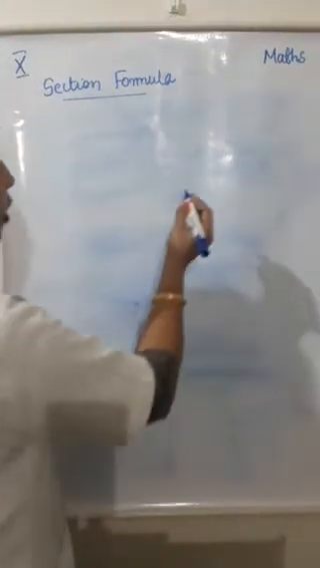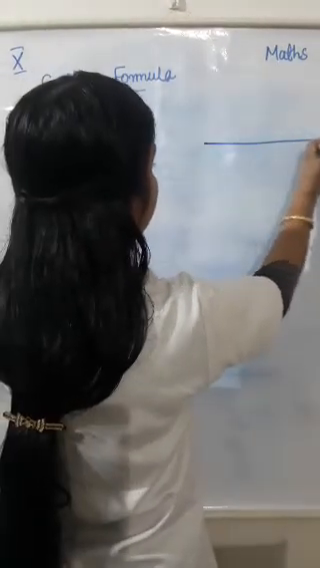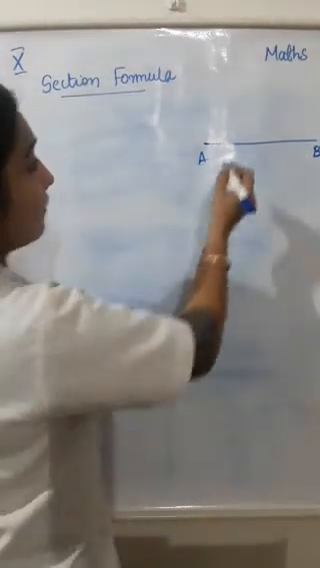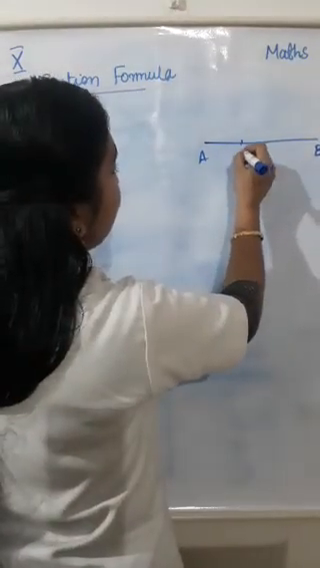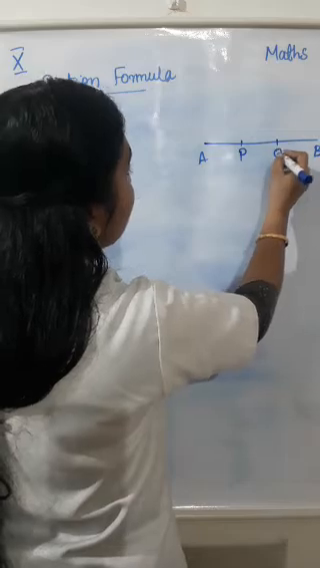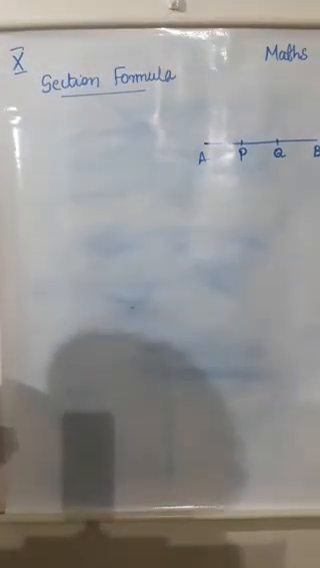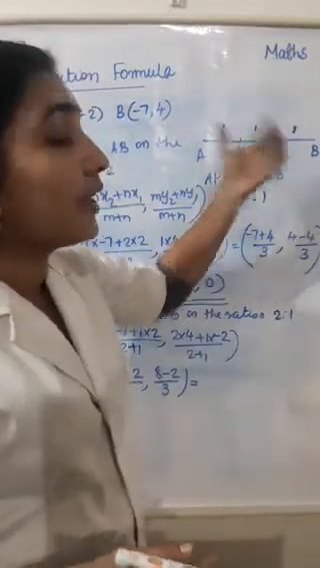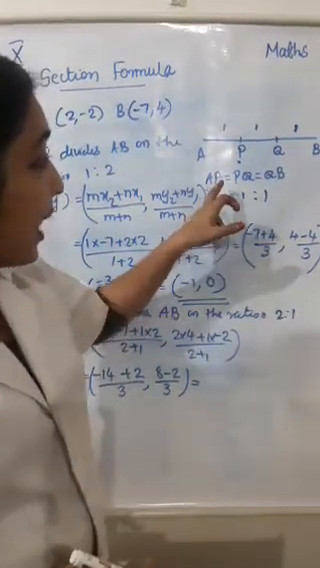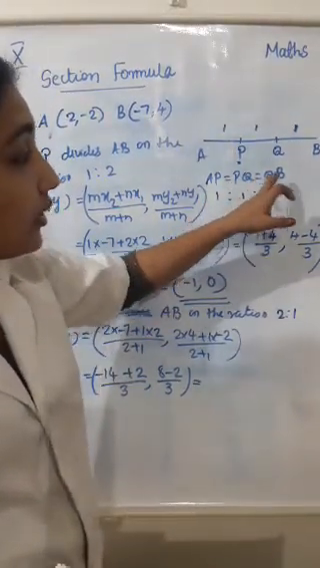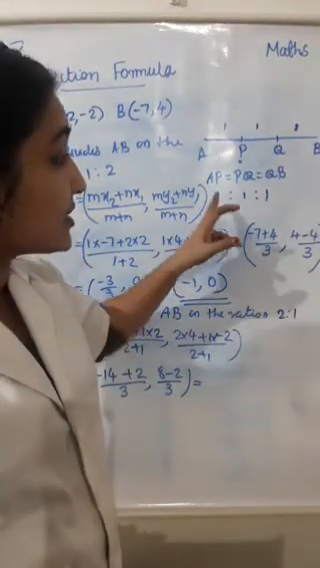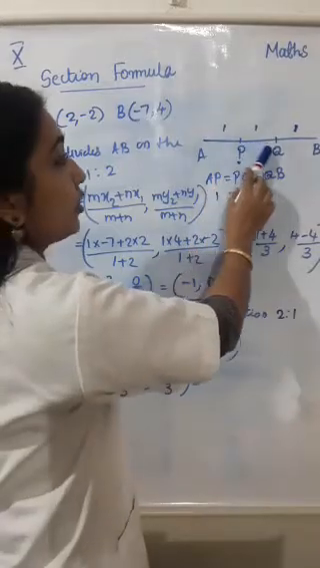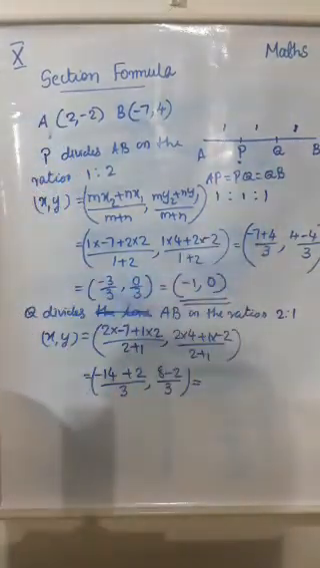Okay. So in the line segment AB, the points P and Q divide the line segment AB equally. That means AP is equal to PQ is equal to QB. So the ratio is 1:1:1. So AP is 1, PQ is 1 and QB is 1.